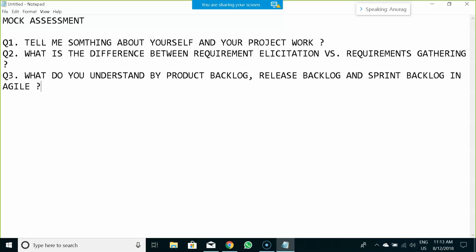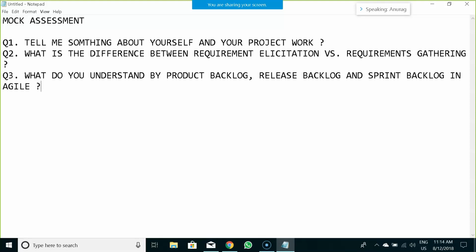So the product backlog is the place where all the user stories, all the requirements, or we can say all the features regarding the product are there. And the release backlog is a subset of the product backlog. We do the planning in the sprint planning meeting to decide which user stories or features are going to be released in the next sprint. And the sprint backlog may be the tasks that remain unfinished in the completed sprint, and that is known as the sprint backlog.